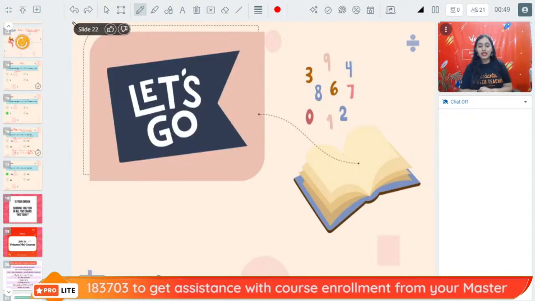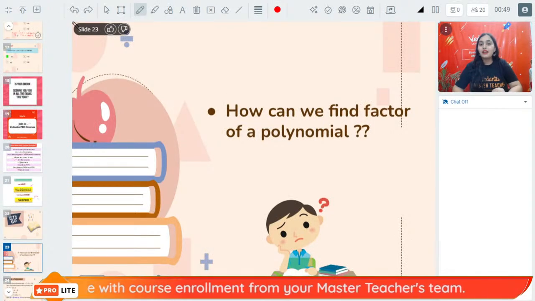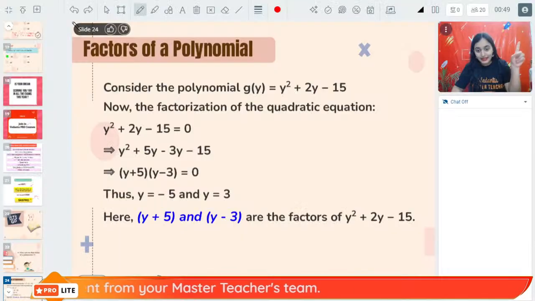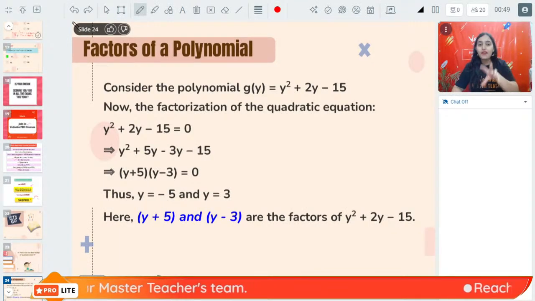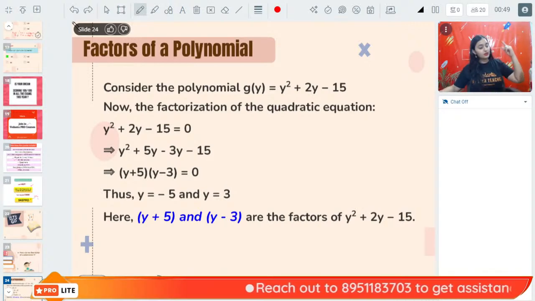Now let's begin today's lecture. So, what is a factor of a polynomial? We have already learned this in class 8 as well. Factorization of algebraic expressions. Do you all remember factorization of algebraic expression? Now, this is very similar to that.